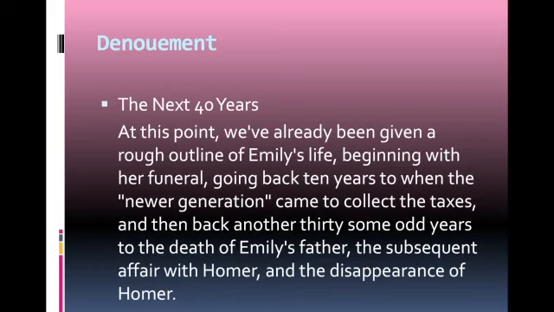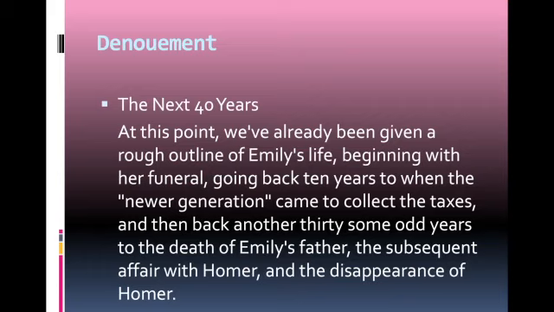Then we get to the denouement. Now, we have the next 40 years being shown to us at the very beginning of the story and towards the very end of the story. You've already been given a rough outline of Emily's life, beginning with her funeral. She dies in the very first part of the story.